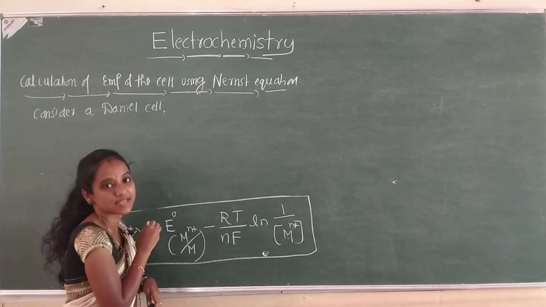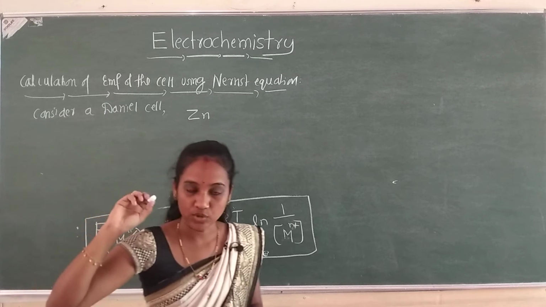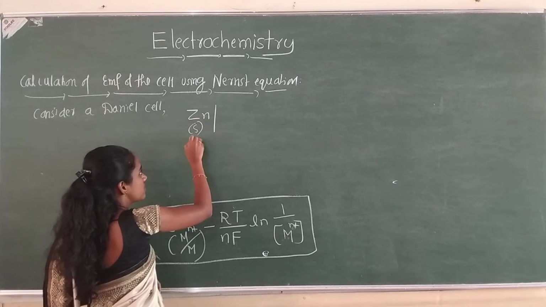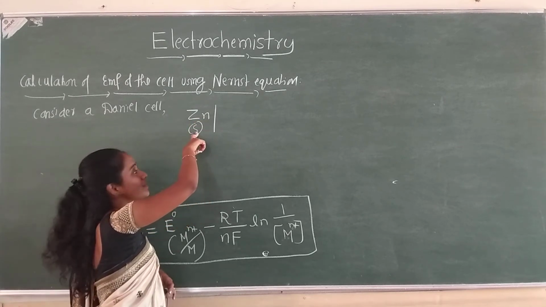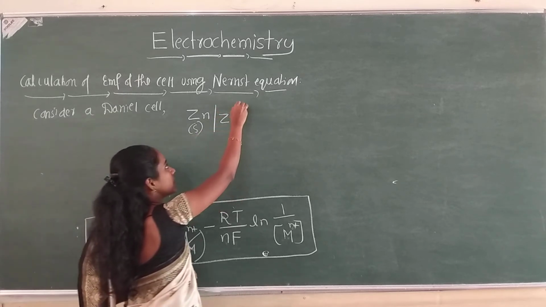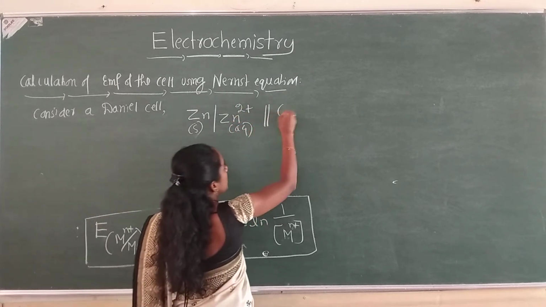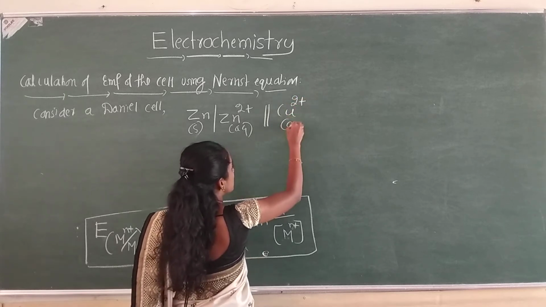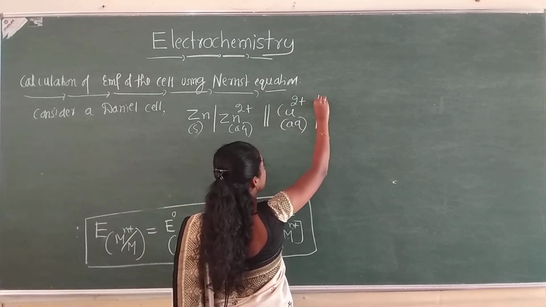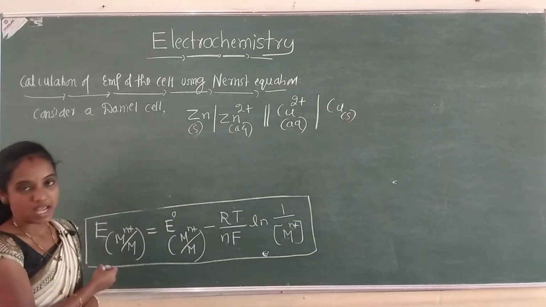Directly I will write the cell representation. In the Daniell cell, the negative electrode, that is the anode, is always written on the left hand side. At the extreme end, the solid metal is written, followed by a vertical line, and after that the electrolyte Zn2+. Next the salt bridge, then again the positive electrode and electrolyte. The phase difference is represented by drawing a single vertical line like this. So this is a Daniell cell.